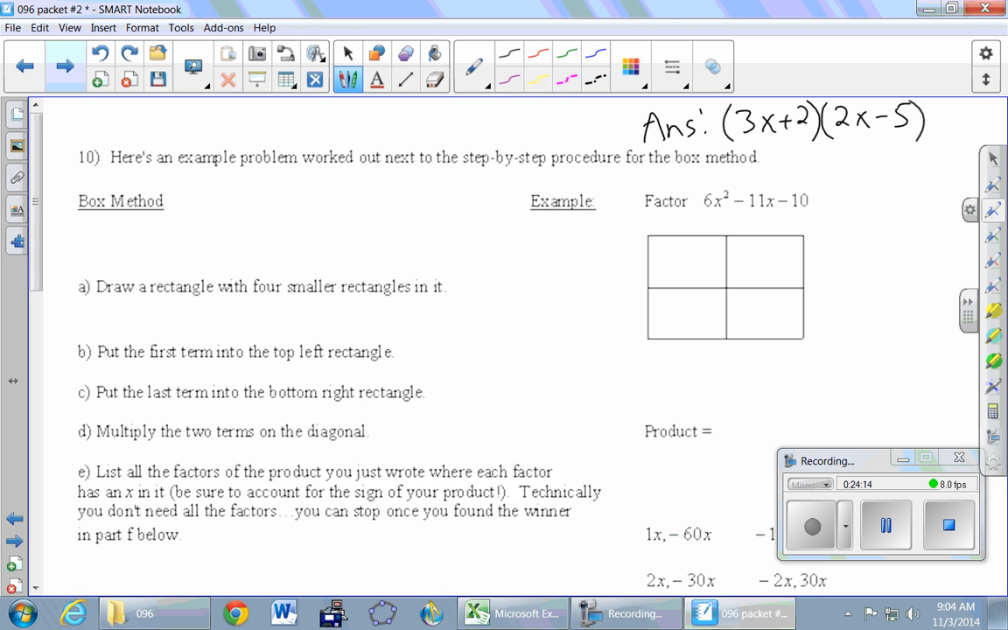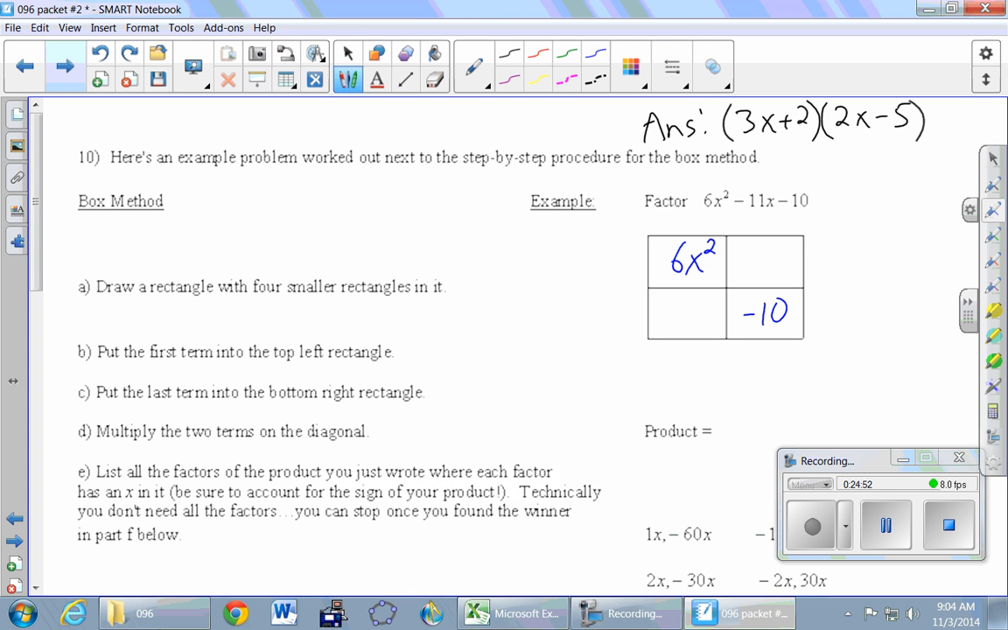Okay, step A, draw a rectangle with 4 smaller rectangles in it. There it is. It gets harder from here. Put the first term into the top left rectangle, so 6x squared goes right up there. Put the last term into the bottom right rectangle, minus 10, got to grab those signs, goes right there. Now a big part of this method is figuring out what goes into the other two blanks, and it isn't minus 11x. It has to do with the minus 11, but we got to do work. The toughest part of the problem is figuring out what goes in those two blanks.